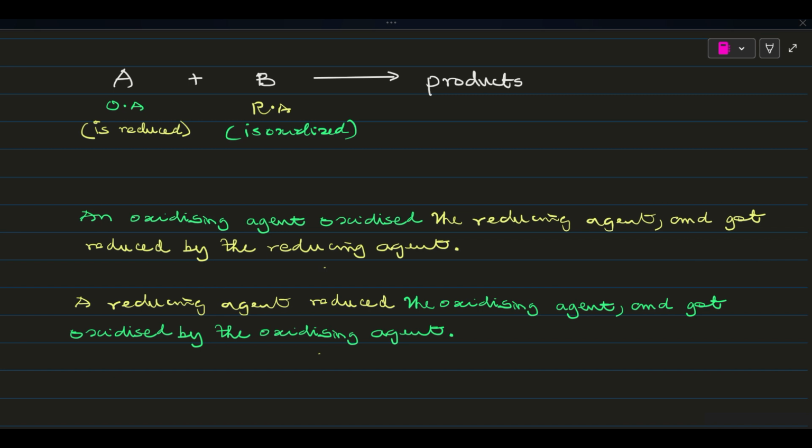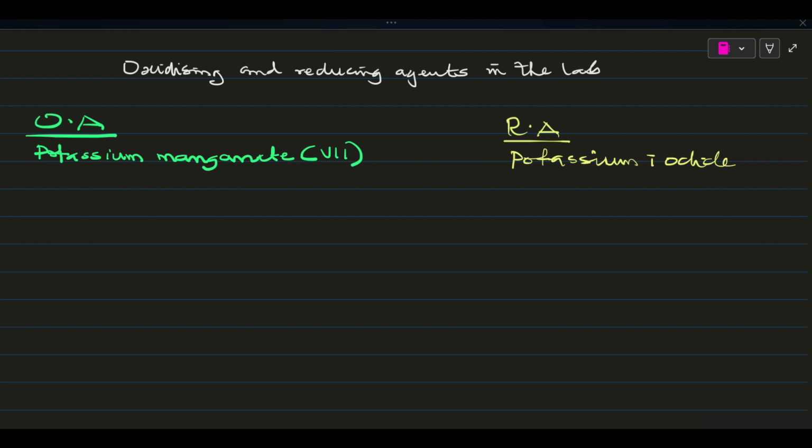The two common oxidizing and reducing agents in the lab are potassium manganate 7, which is a powerful oxidizing agent, and potassium iodide, which is a very good reducing agent. We have some others, but they are not covered or they are not needed by your syllabus.